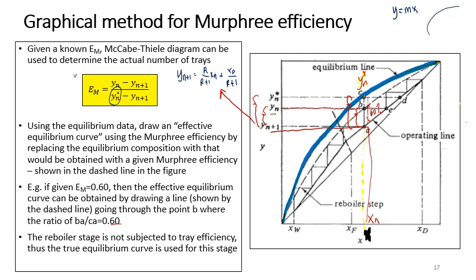And take note that the reboiler stage is not subjected to tray efficiency. Thus, the actual equilibrium curve is used here. You don't have to stop here; rather, you go all the way to the actual equilibrium curve to get to xb or xw.